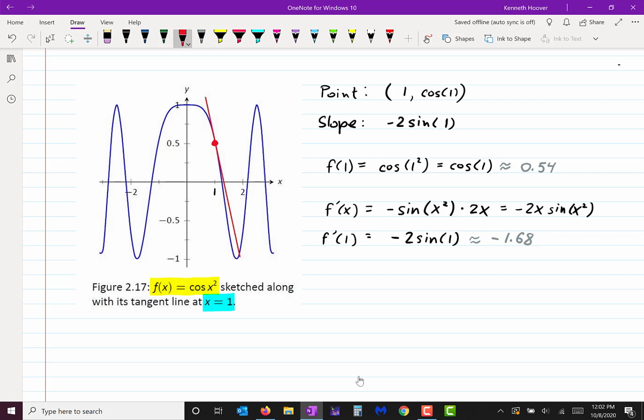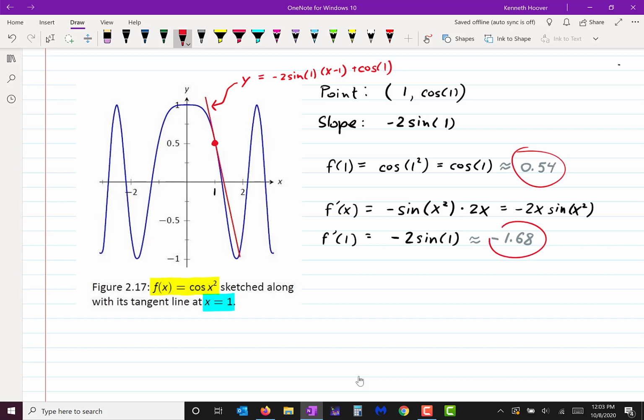So that line is y minus cosine of 1 equals the slope times x minus 1. That is the exact equation. If you would like to take that cosine of 1 and put it to the other side, you're welcome to do that. And then we would get y equals negative 2 sine of 1 plus cosine of 1. That's the exact equation.